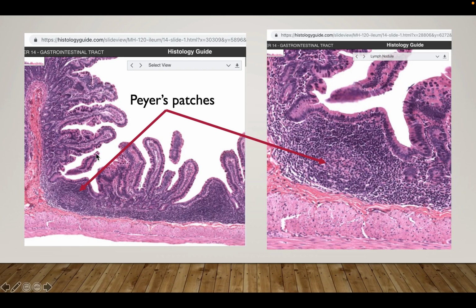But you can also see it in this more zoomed out image, this kind of circular region. So when you go to histology guide, if you go to this website, histologyguide.com, and you click on gastrointestinal tract and you look at the tissue types there, you'll be able to see Peyer's patches. You can look at the appendix, you can look at tonsils, and you'll be able to see these and move around and look at them a little more closely.